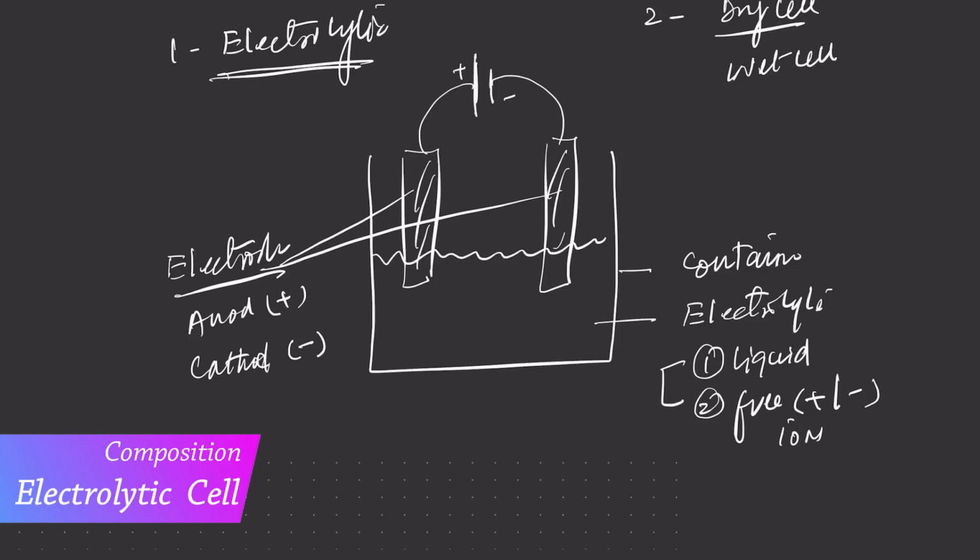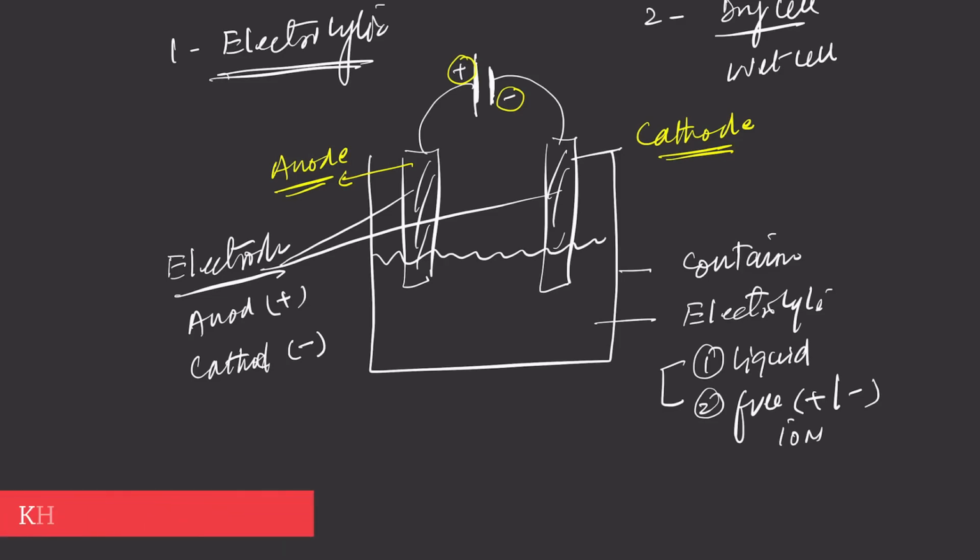Symbolically, the larger line represents the anode and the smaller line represents the cathode. So this is the cathode and this rod has now become the anode. So the nature of cathode and anode depends on the terminals of the battery. The rod which is connected to the negative terminal is known as the cathode.